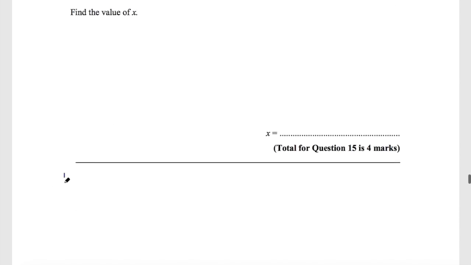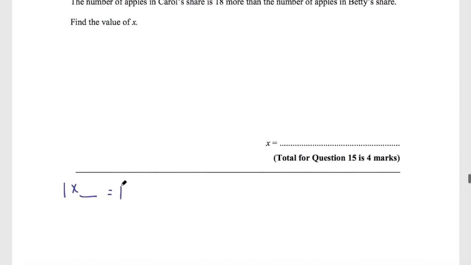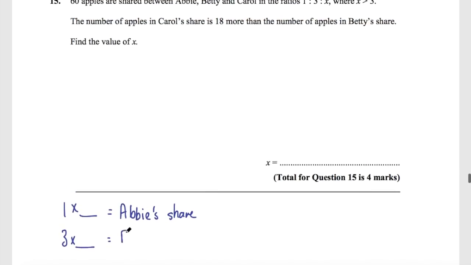So let's just say that 1 times something equals Abby's share. And 3 times something equals Betty's share.